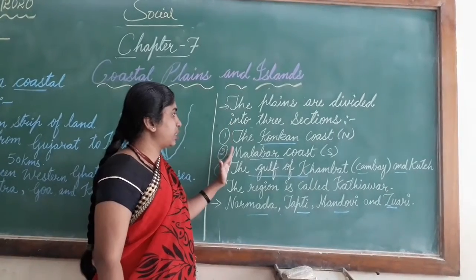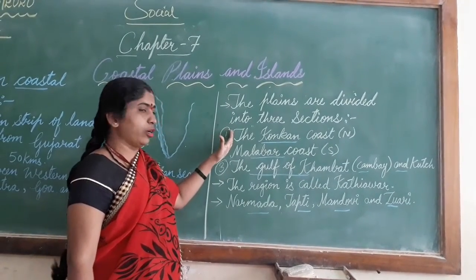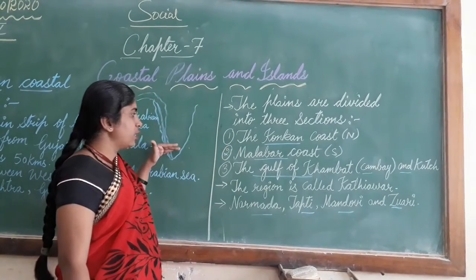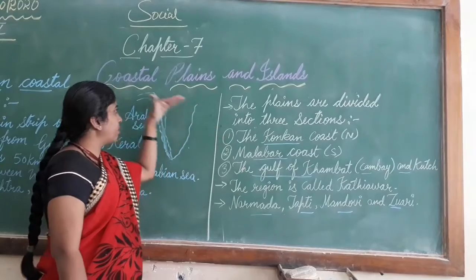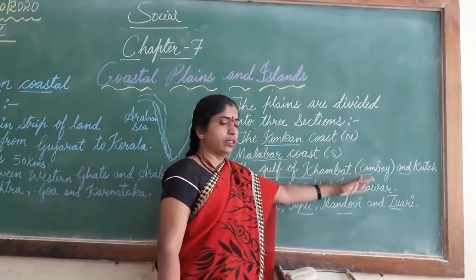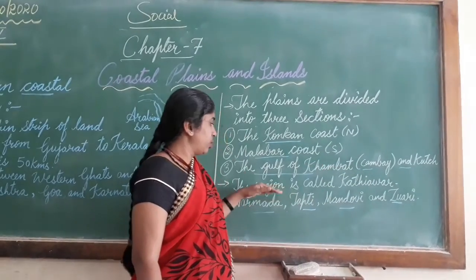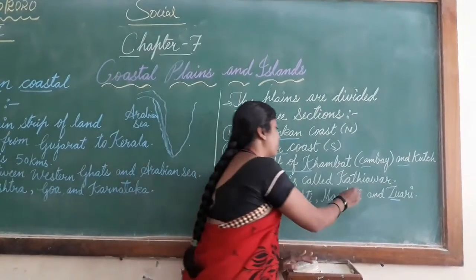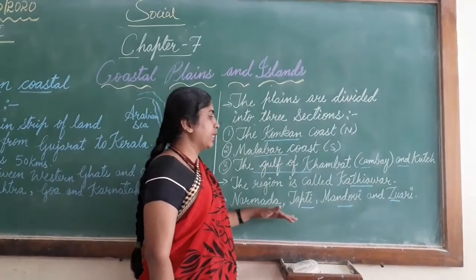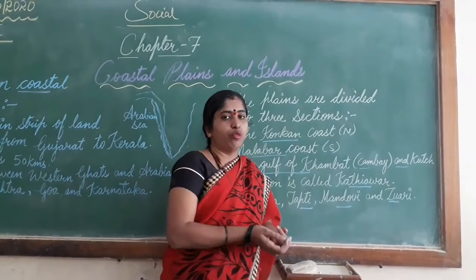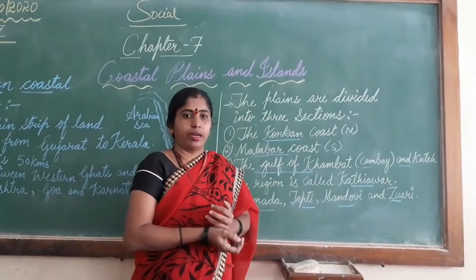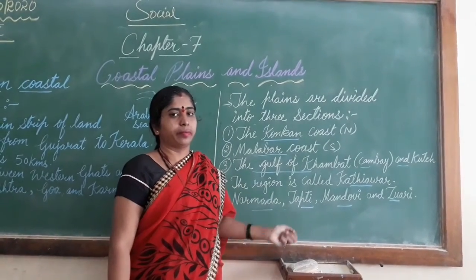So these are the 3 sections. First is the Konkan coast which is on the north side, the Malabar coast which is on the south side, and the Gulf of Khambat which is located in Gujarat. It's also called Cambay and Kutch, and this region is also called Kathiawar. These are the rivers Narmada, Tapti, Mandovi and Zuari which flow in these western coastal plains. Now I will show you the map and explain.